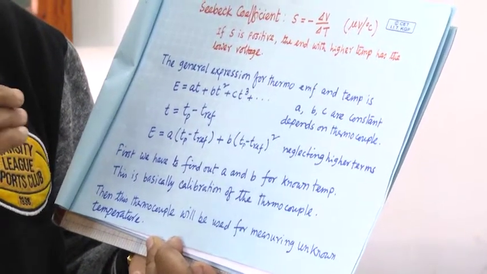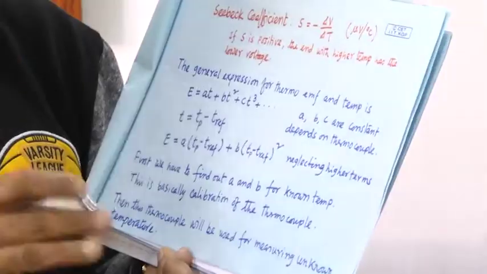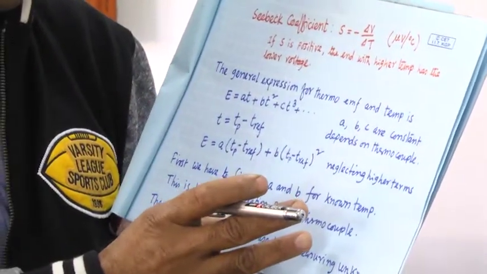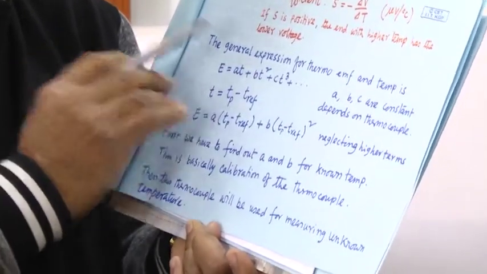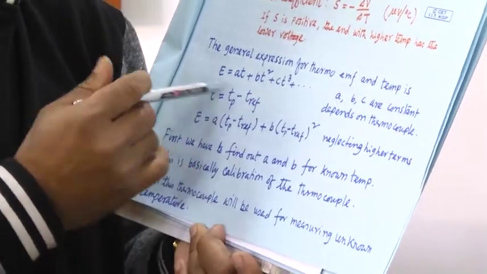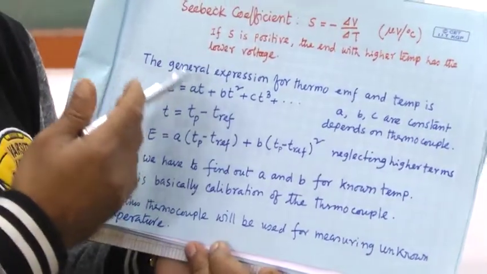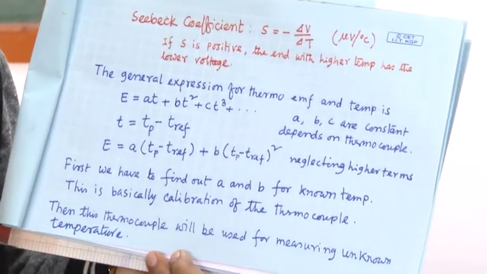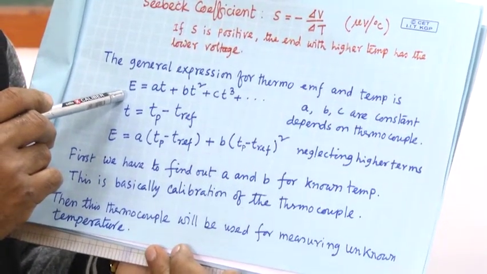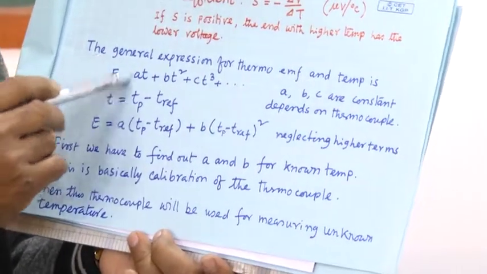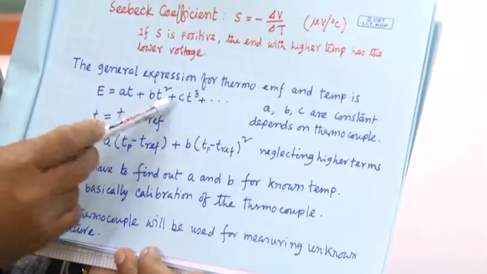So, by measuring the EMF at two known temperatures, one at room temperature, another at boiling water temperature, one can find out A and B. Then when A and B are known, you can measure any unknown temperature using this thermocouple. You just put it there, measure the induced thermo EMF, and since A and B are already known, you can find out the temperature.